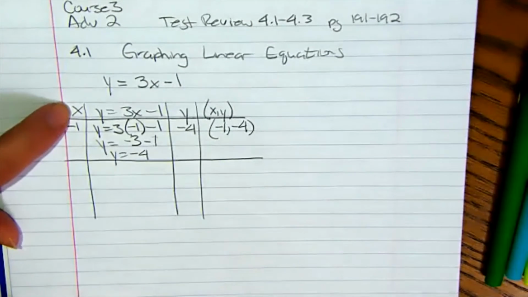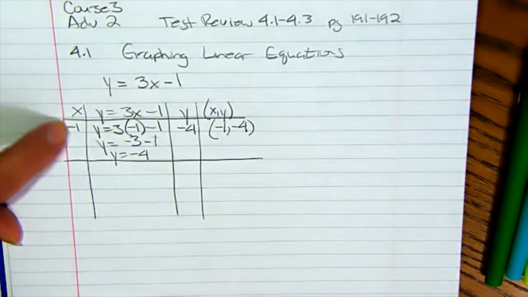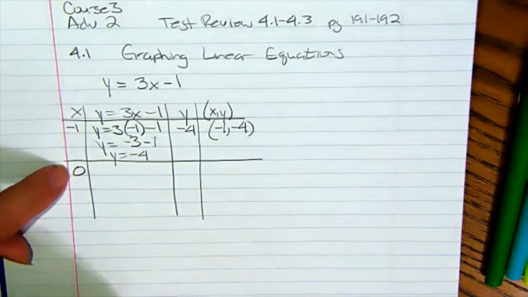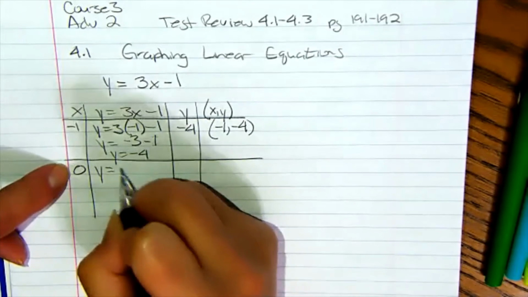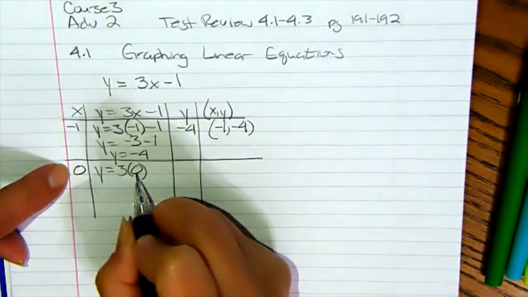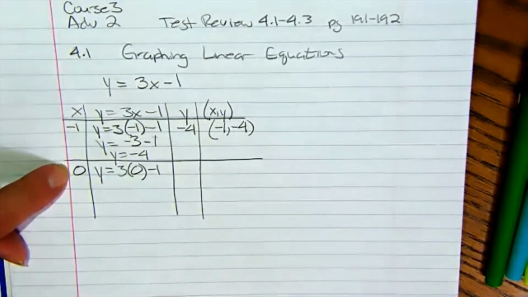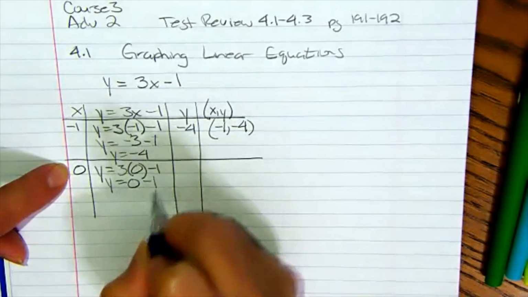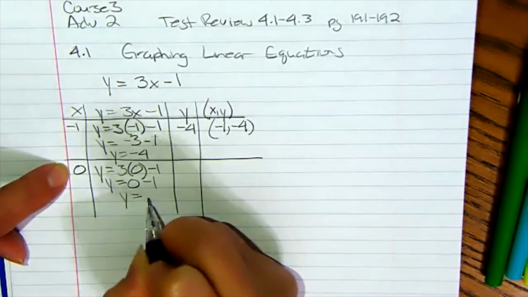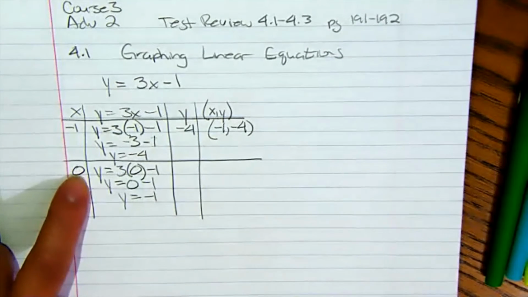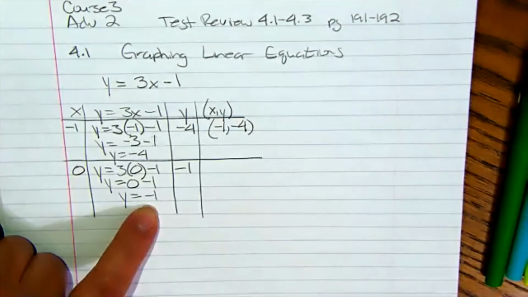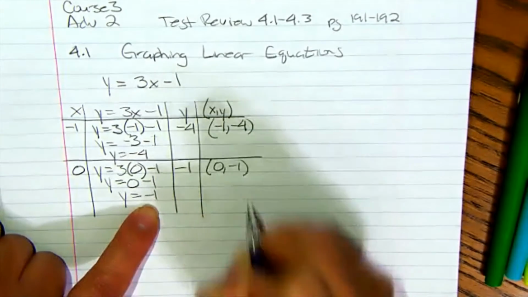So now I know I need a 0. Here's my negative, but now I need a 0. So I'm going to input 0. I'm going to rewrite the equation, substituting 0 for x, and then I'm going to solve. Anything times 0 is 0. 0 minus 1 is negative 1. So if I input 0, the equation spits out negative 1. So here's my next ordered pair, 0, negative 1.